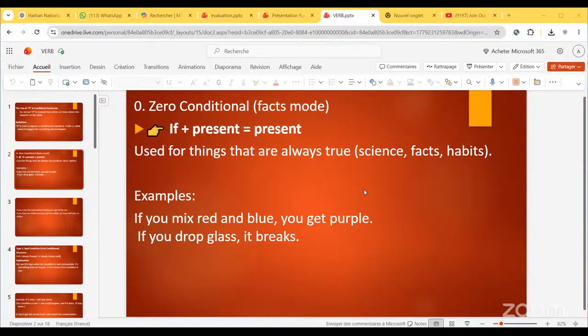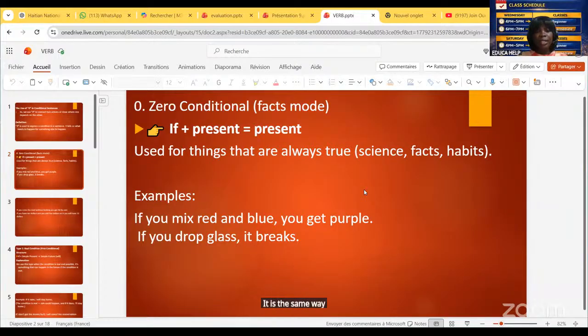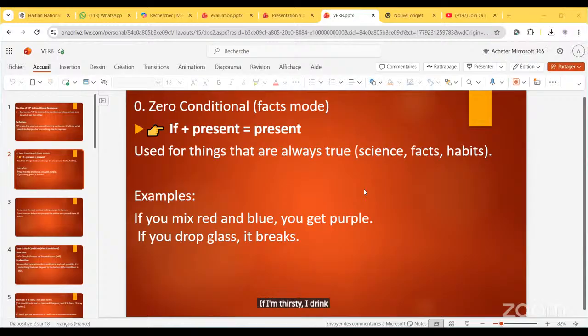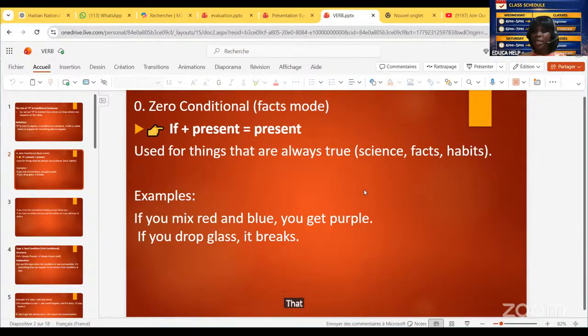Okay? It is the same way. If I'm thirsty, I drink. That's really great, Samlin. Your sentence is great. It's short, but it's great.